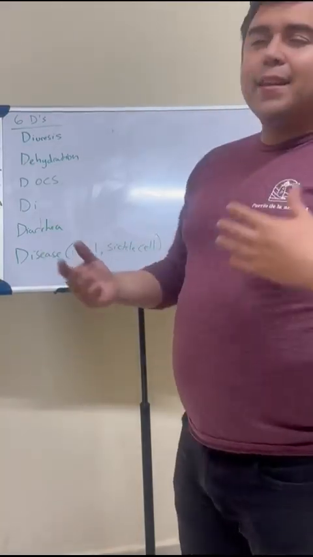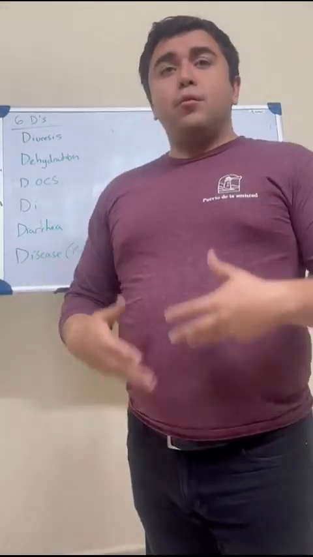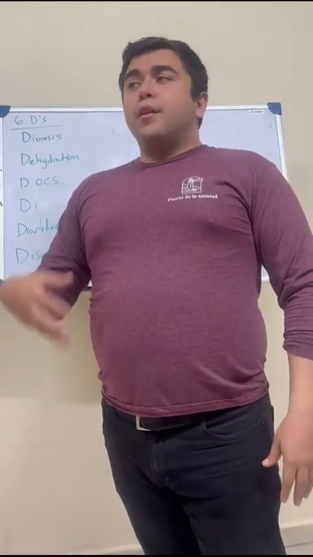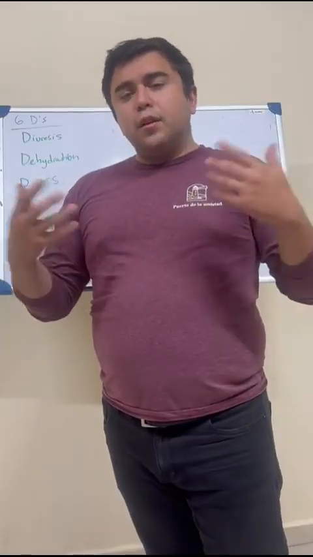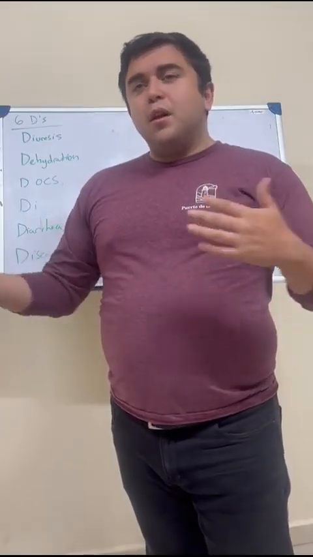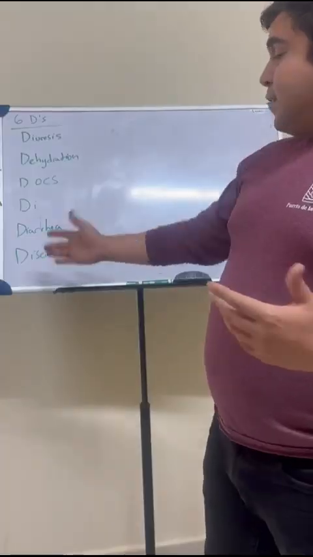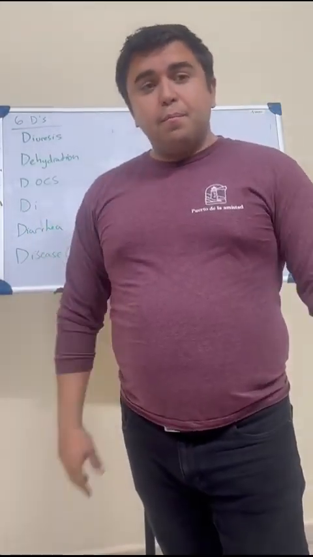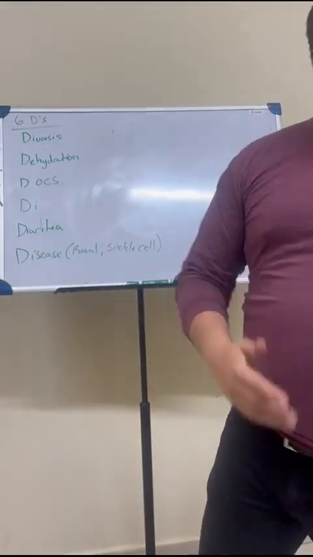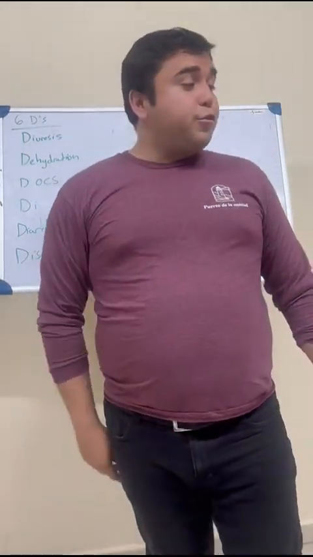Diarrhea, again, I think diarrhea is getting rid of free water. You're going to have solute. It's basically dehydration again. And then disease, you can have renal disease that causes hypernatremia, and according to the book, sickle cell disease as well can cause hypernatremia.